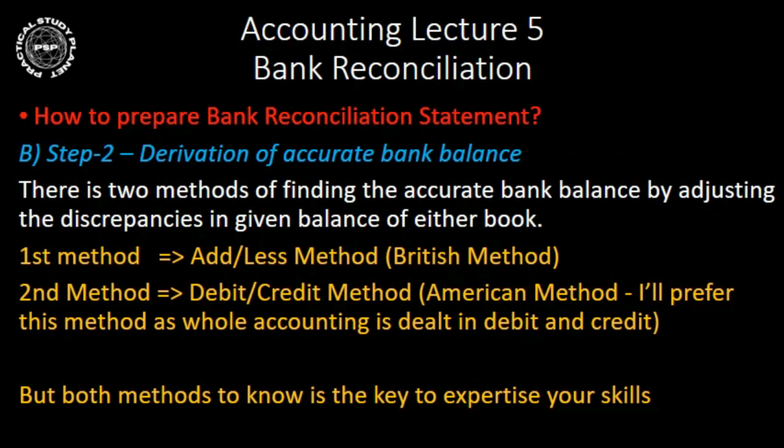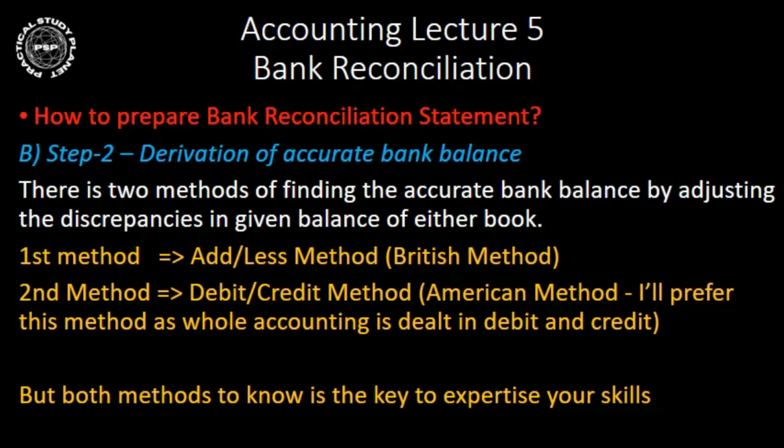There is a second step of bank reconciliation statement, derivation of accurate bank balance. The first step was finding the discrepancies and analyzing. We make a list of the discrepancies. The second one is the derivation of accurate balance. There will be two methods.